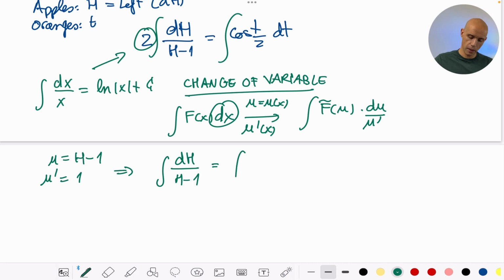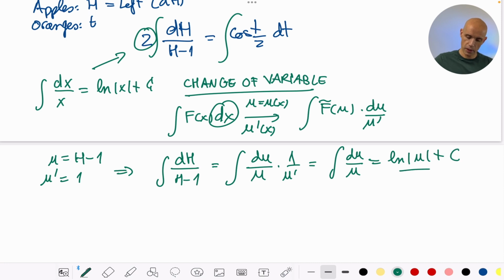So this is going to be du divided by u, and then we have u prime here, okay? Don't forget that, because sometimes this can be a minus 1 or a 1/2, something like that. But in this case, we just have this. So this is this, right? And there is the absolute value, which is pretty important in general. So let's be careful with that.